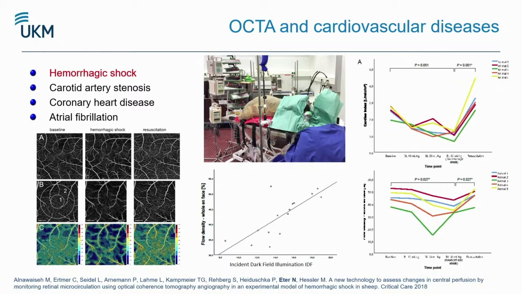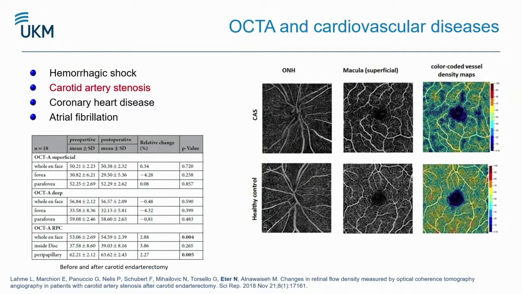Now let's start with cardiovascular diseases. In an experimental model of hemorrhagic shock in sheep, we found that there was a decreased flow density in shock and an increase in flow density again after resuscitation. Besides OCTA, we also did IDF, which is the incident dark field illumination microscopy, which is the gold standard for the analysis of microcirculation. And we could demonstrate that flow density measured on OCTA correlated significantly with IDF index in the sheep.